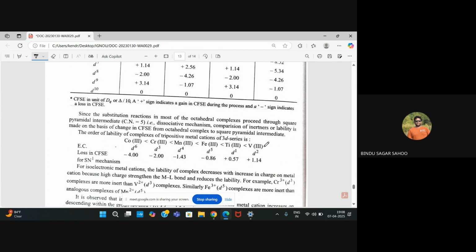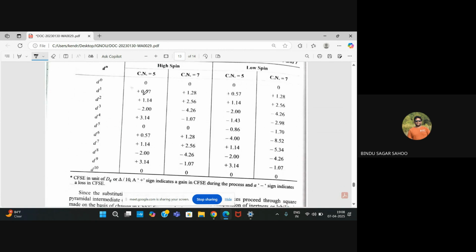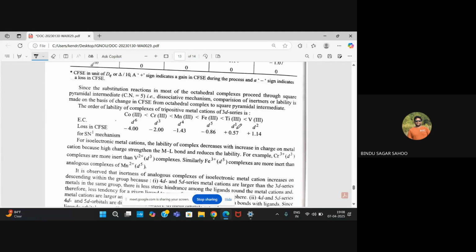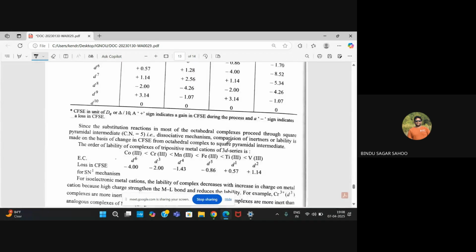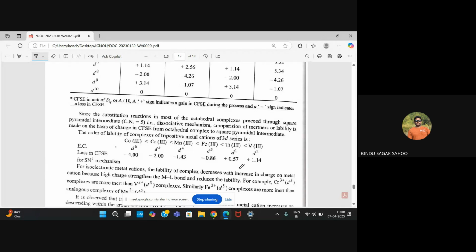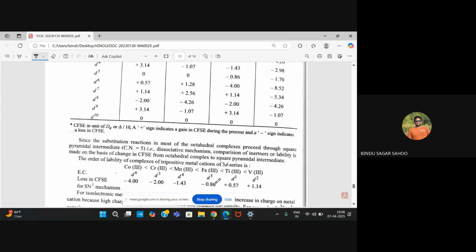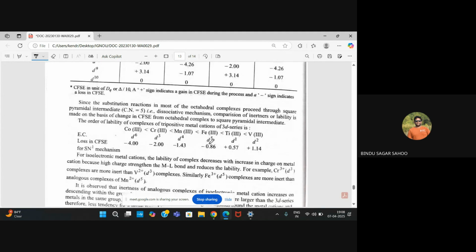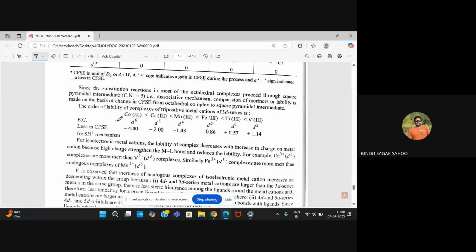In the D2 complex, or vanadium 3 plus, the change in CFAC will be plus 1.14. So for D2 it will be plus 1.14, and in D1 it will be 0.57. Okay, and for Fe3 D5 low spin, it will be minus 0.86. So this is the order of lability, or you can say this is the order of inertness.